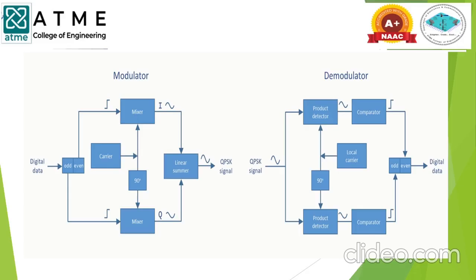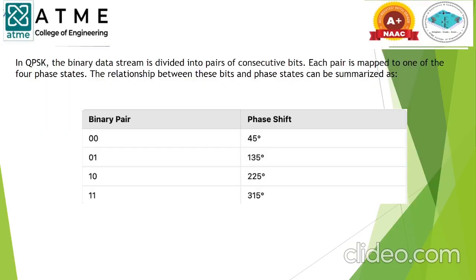So this is a block diagram of QPSK wherein we have digital data coming in. Odd and even bits are separated using two channels, I and Q channels. The Q channel data is 90 degrees out of phase, and that is finally summed. Then we have a demodulator block diagram. The signal is given to the demodulator, and the product detector separates the Q channel and I channel, and finally we'll be getting the demodulated waveform.